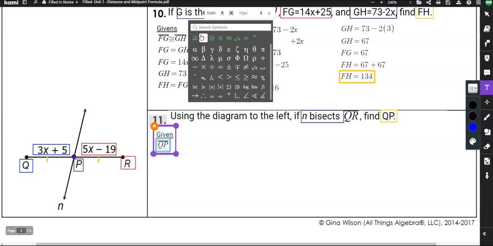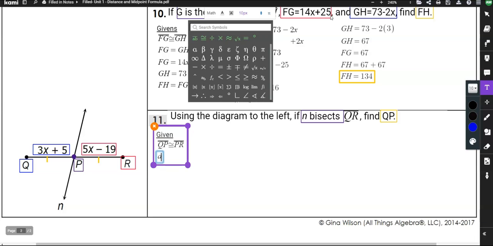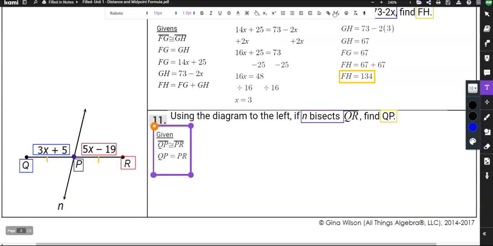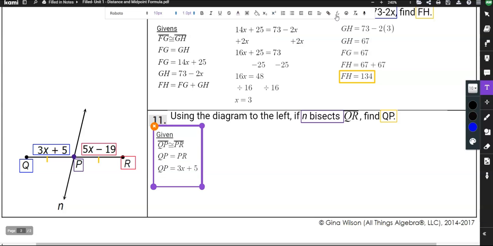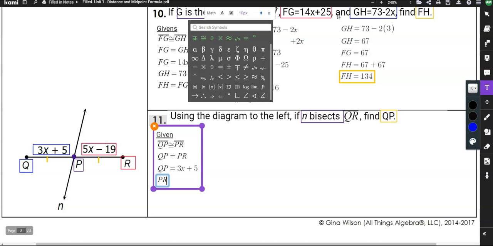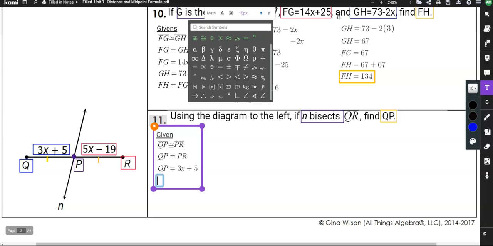So that tells me that segment QP is congruent to segment PR, which means that the lengths are equal. So QP is equal to PR. We are also told that QP is equal to 3x plus 5, and that PR is going to be equal to 5x minus 19.